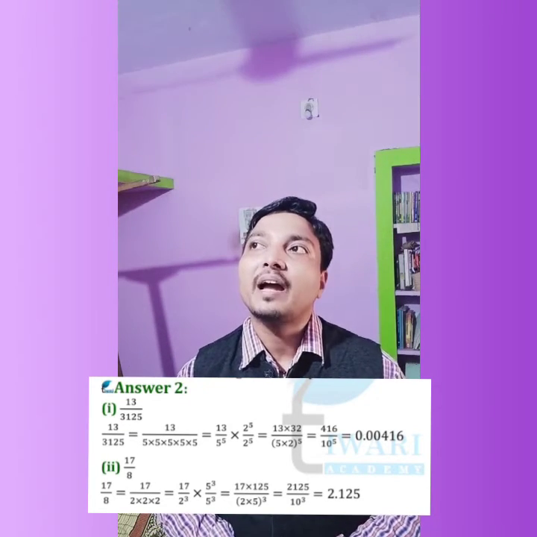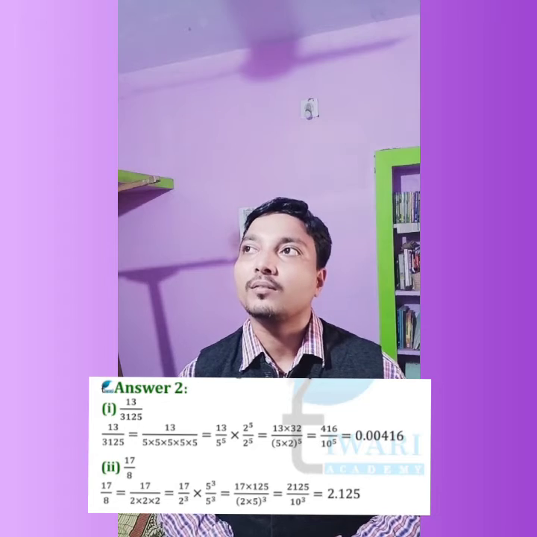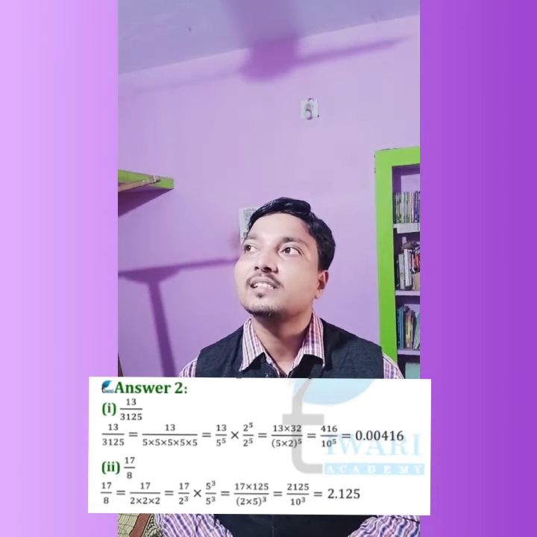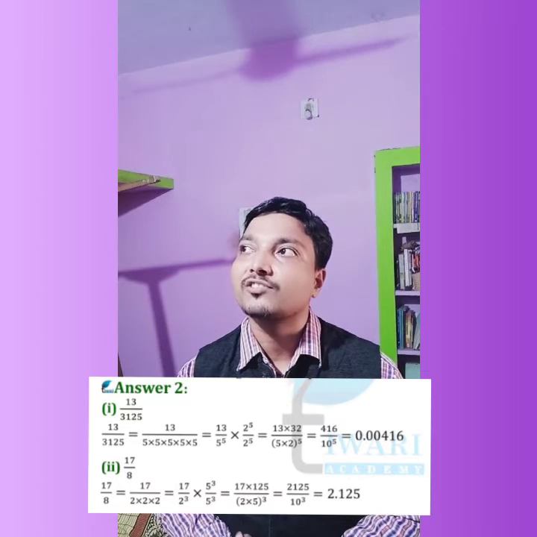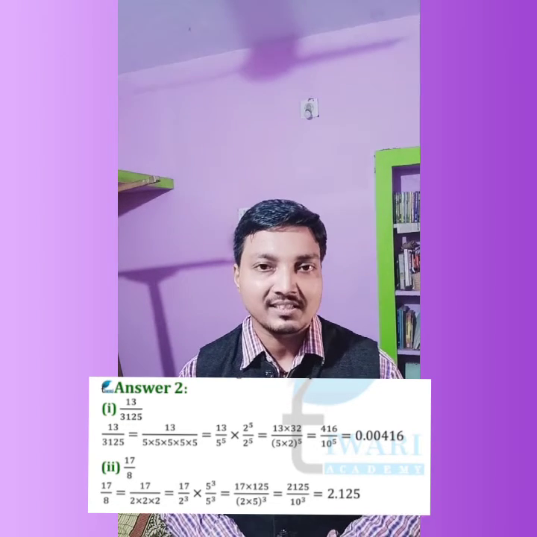So it is the easier one, you just have to get the decimal expansion. Okay, so here it is 5^5 and 2^5, it means the product will be 1 followed by 5 zeros. So for which 416 divided by 1 lakh, its decimal expansion will be 0.00416.